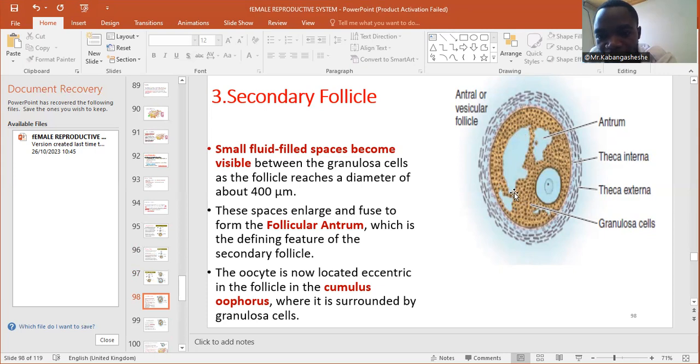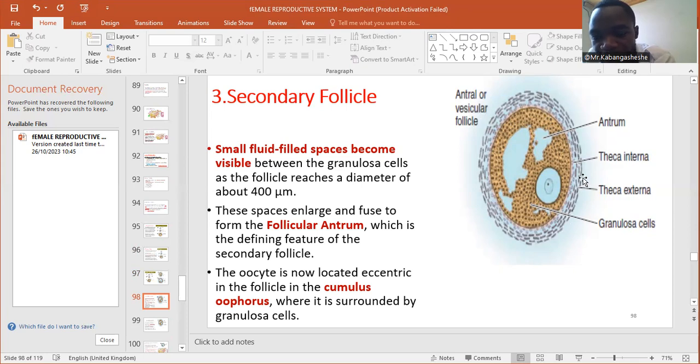So this is a feature that is now distinguishing a secondary follicle from a primary follicle. The rest of the features are the same. We see that the theca cells are still present, and they form a number of layers around the developing follicle. And these cells further distinguish themselves from each other. You can see that the cells in the inner layer of the theca are cuboidal in shape, whereas the cells, these are connective tissue cells, by the way, in the outer layer are flattened.